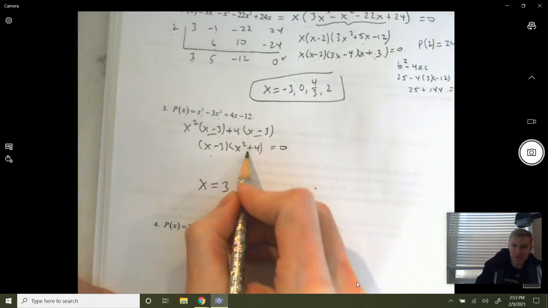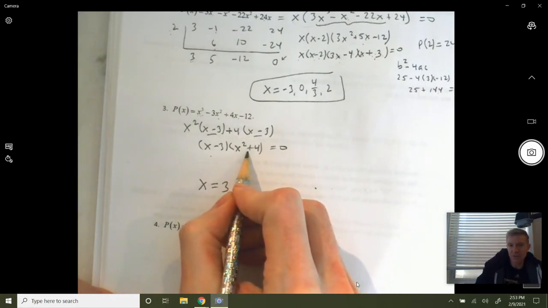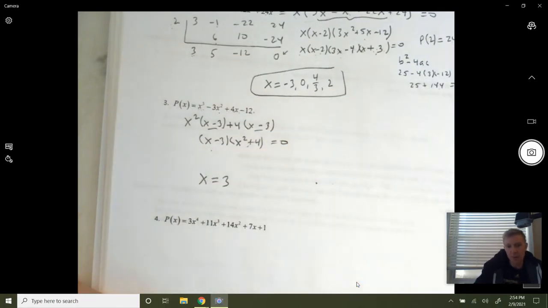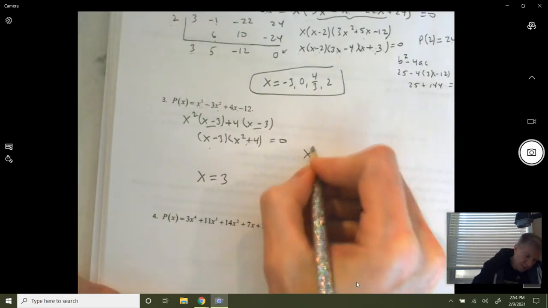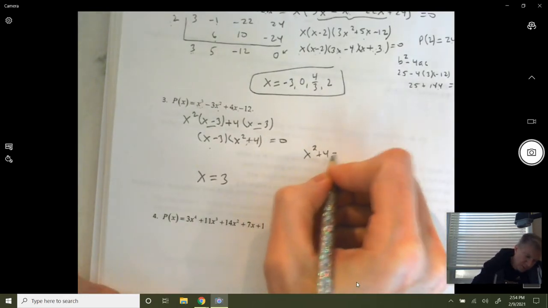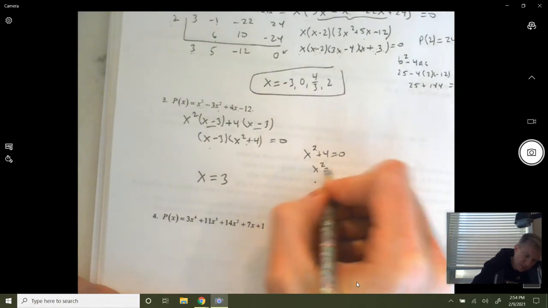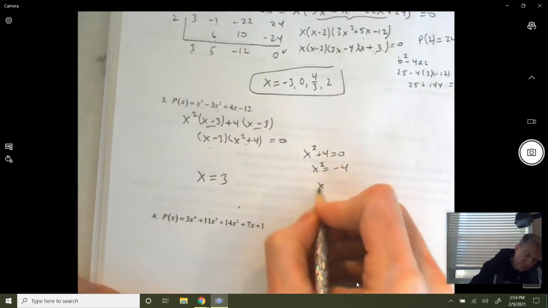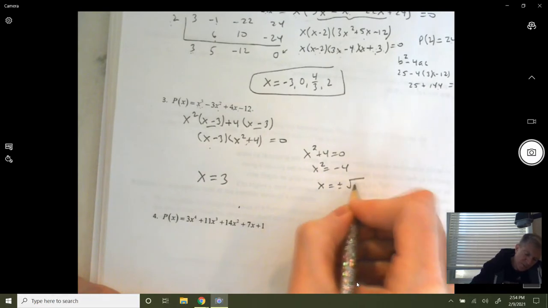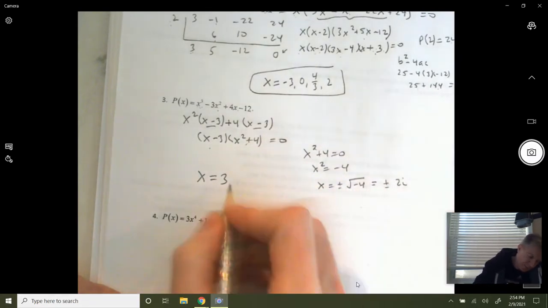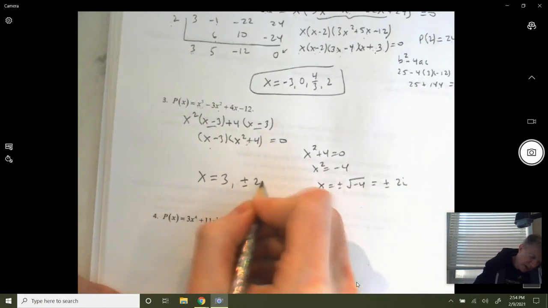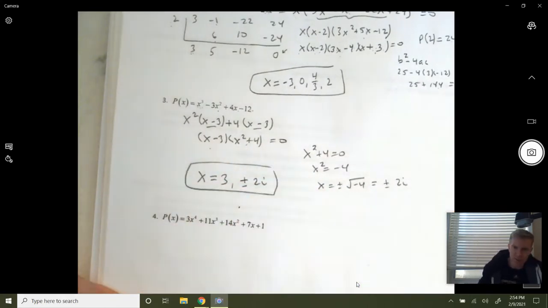And here we would say, okay, well, that doesn't give us any real solutions. But now that we're in chapter 10, we can solve this. We can set that equal to 0. X squared plus 4 equal to 0. So x squared equals -4, which means x equals plus or minus the square root of -4, which is plus or minus 2i. There's our 3 solutions there. Okay, let's go to the next one.